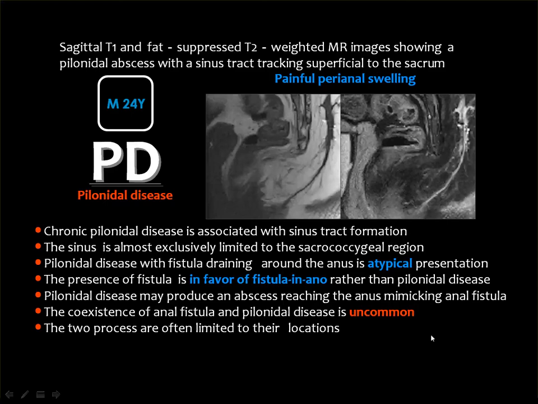It's very important to differentiate between a pilonidal sinus and fistula in ano. The chronic pilonidal disease is associated with a sinus tract. The sinus is almost exclusively limited to the sacrococcygeal area. Pilonidal disease with fistula around the anus is an atypical presentation. If you detect a fistula's opening, this is in favor of the diagnosis of fistula in ano rather than pilonidal disease. Pilonidal disease may produce an abscess reaching the anus, mimicking an anal fistula.